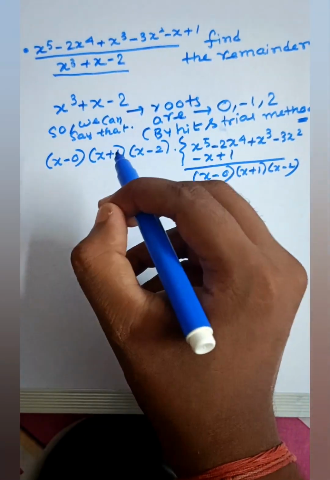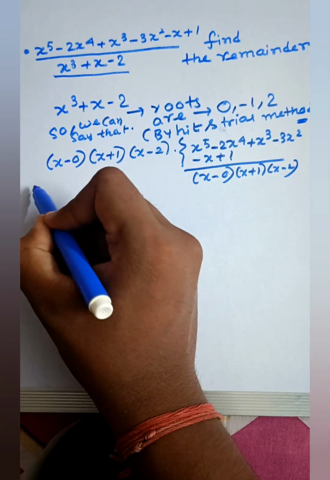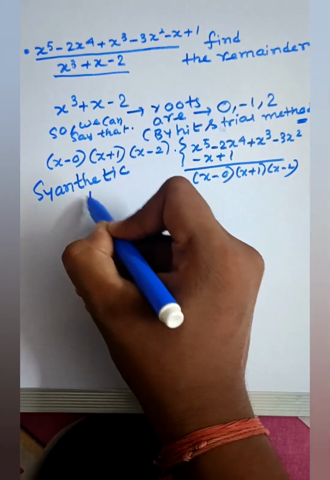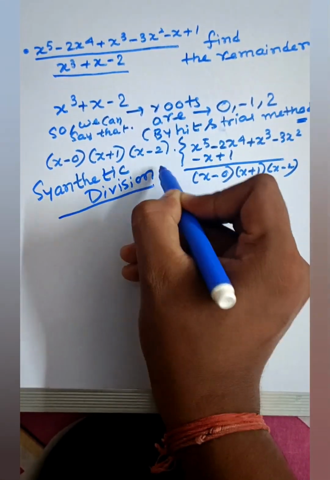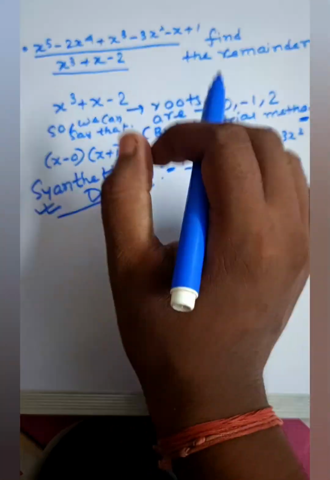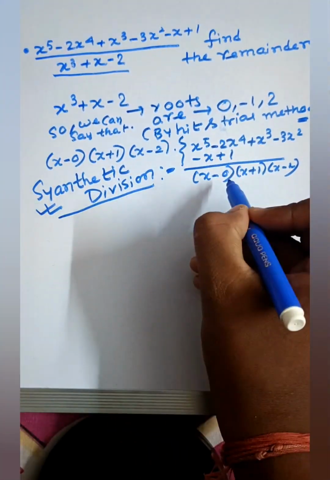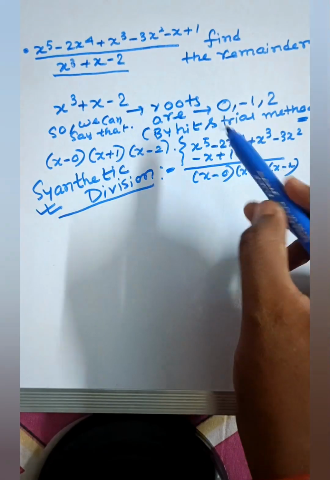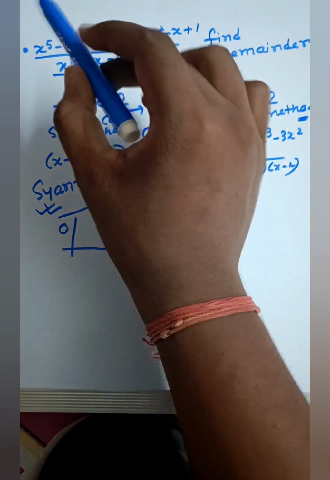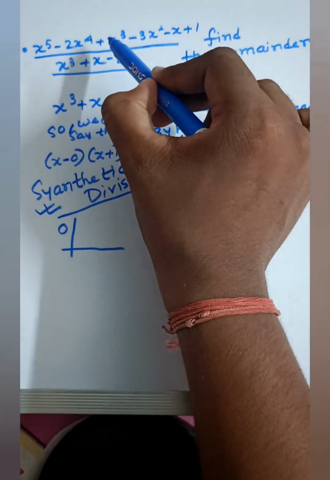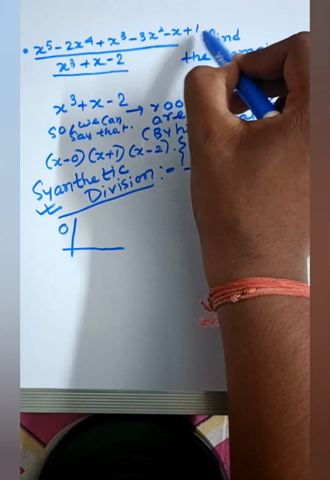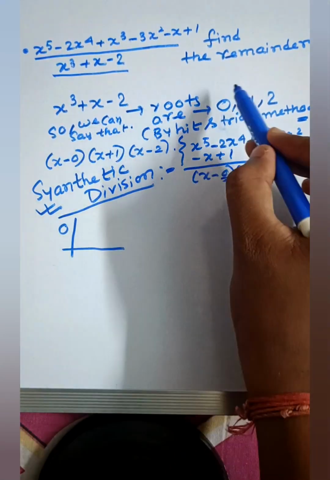Here we can apply a very important method, just listen: synthetic division. You can apply other, normal methods, but if you apply synthetic division, the problem becomes very easy. We divide the whole equation's coefficients with the root. The coefficient of x to the power 5 is 1, x to the power 4 is minus 2, x cube is 1, x square is minus 3, x is minus 1, and the last one is 1. The first root is 0.